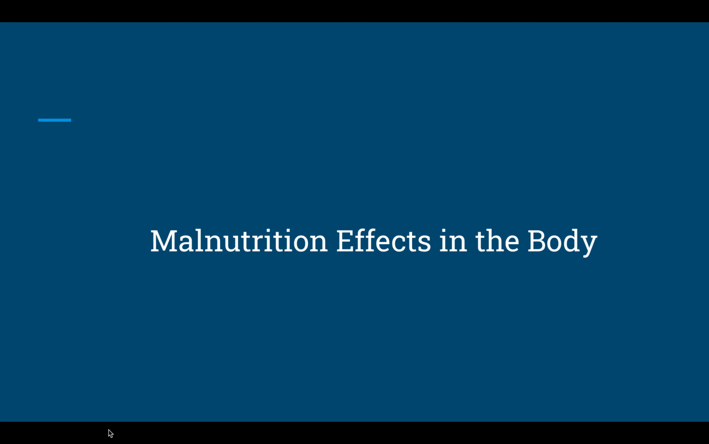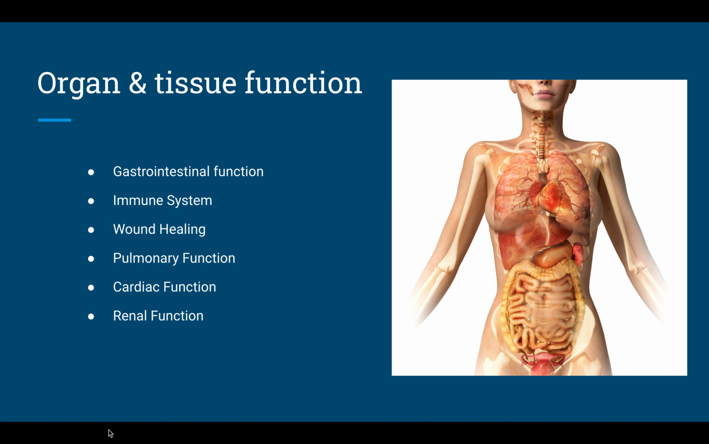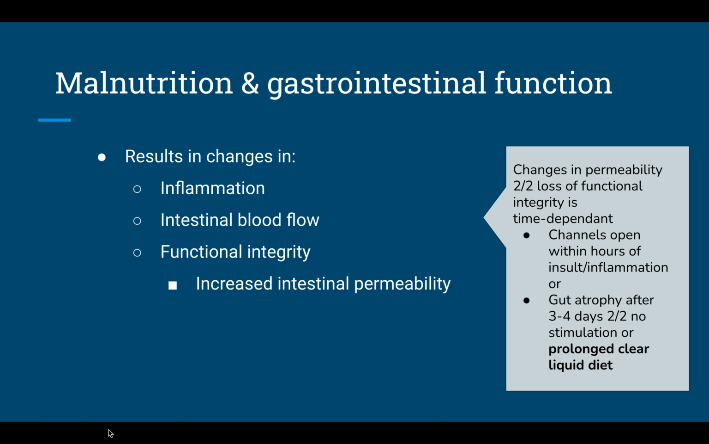What are the malnutrition effects in the body? Well, it impacts all organs and tissues, from GI function, immune system, wound healing, pulmonary function, cardiac function, and renal function. When we talk about malnutrition and GI, well, when a patient is malnourished, inflammation can happen, and of course that impacts many diseases, from cardiac disease to many others.